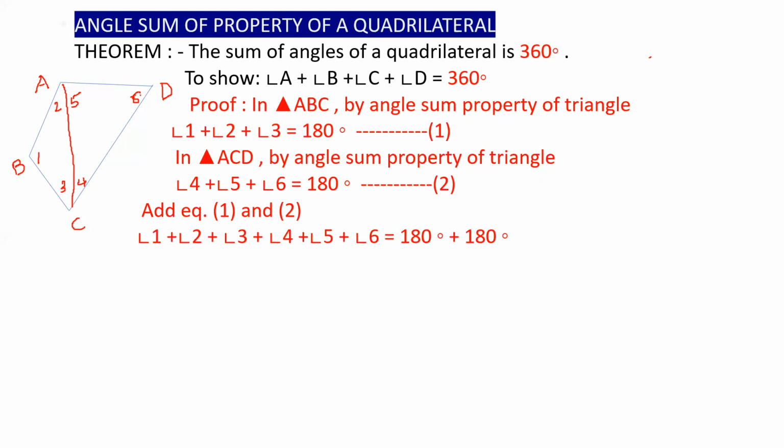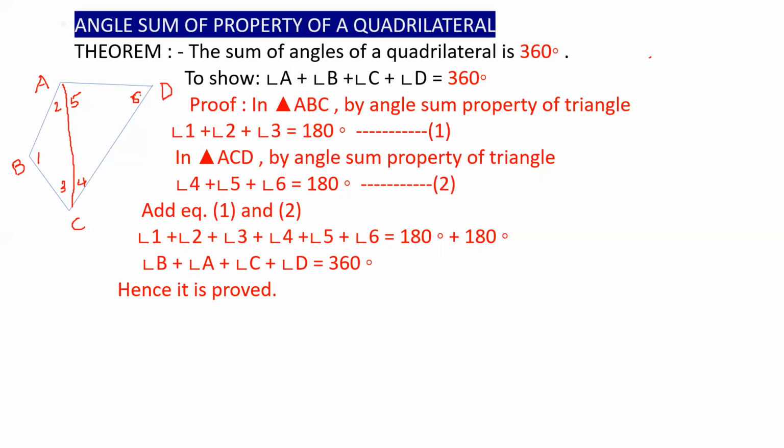So angle 1 plus 2 plus angle 3 plus angle 4 plus angle 5 plus angle 6 is equal to 180 degrees plus 180 degrees. So the right side answer we get is 360 degrees. And in the figure, angle 3 plus angle 4 is angle C and angle 2 plus angle 5 is angle E. Therefore, the sum of all angles of a quadrilateral is 360 degrees. Hence, it is proved.